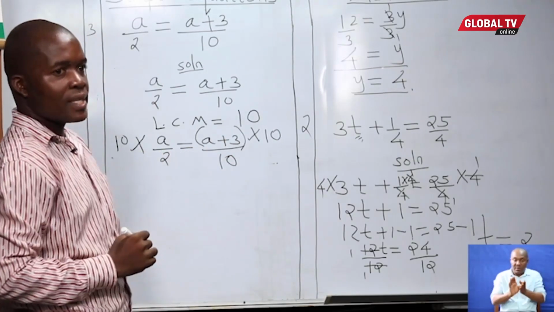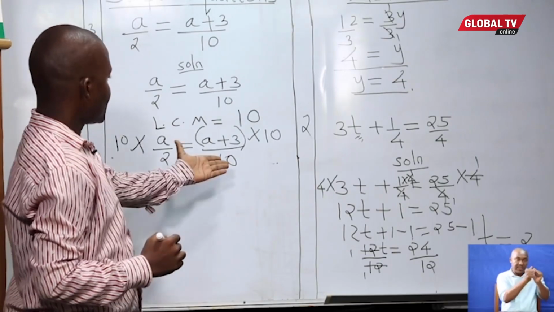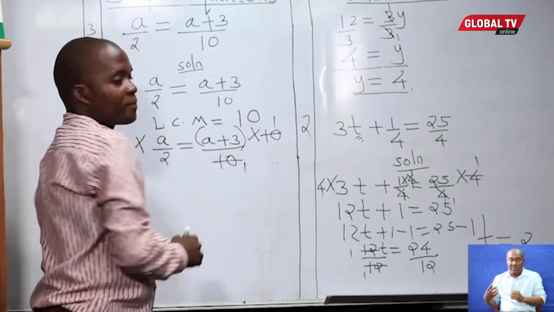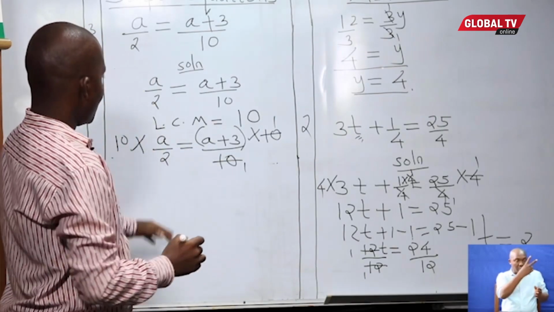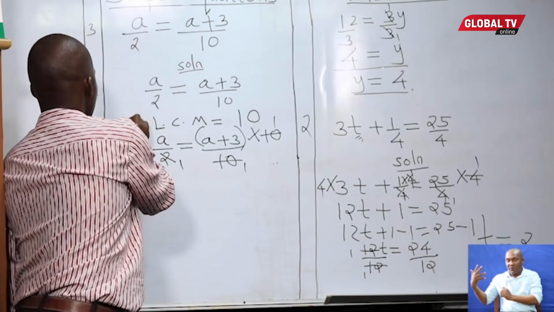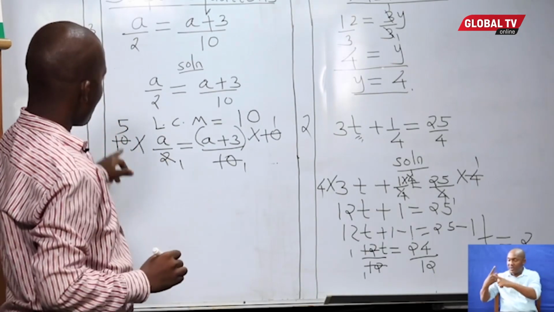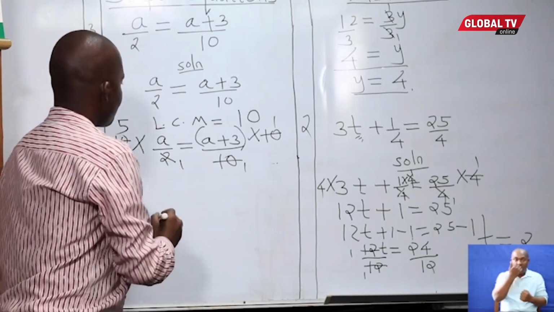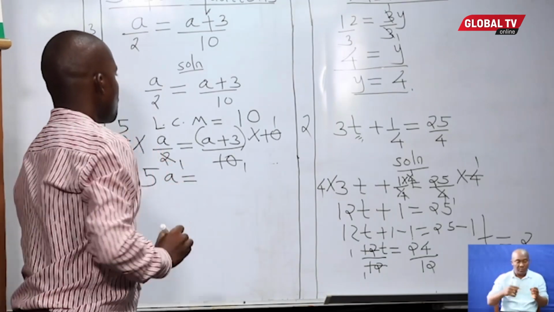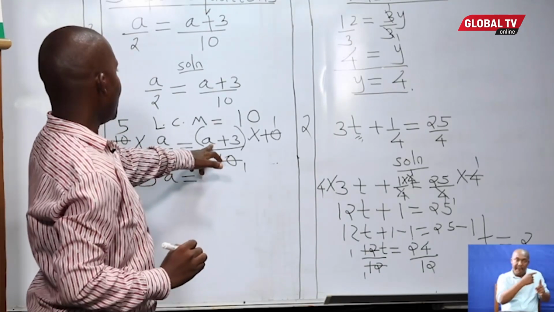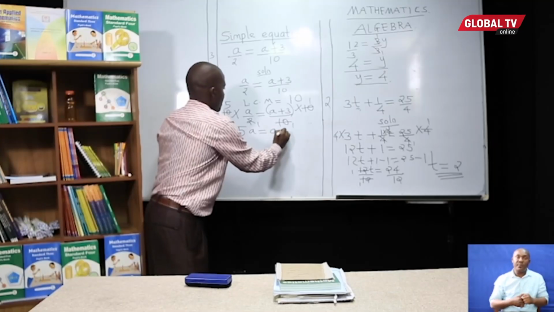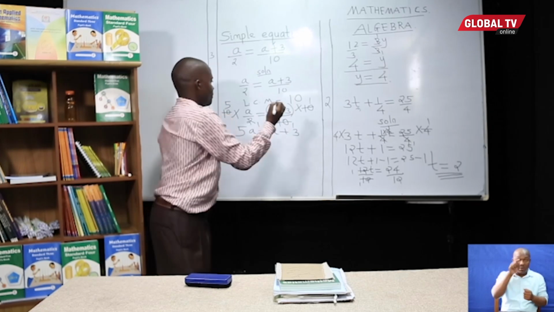After that, we can simplify. On this side, 10 divided by 10 is 1. On this side, 2 divided by 2 is 1 and 10 divided by 2 is 5. Therefore, here we have 5 times A, we get 5A, equal to the remaining A plus 3.